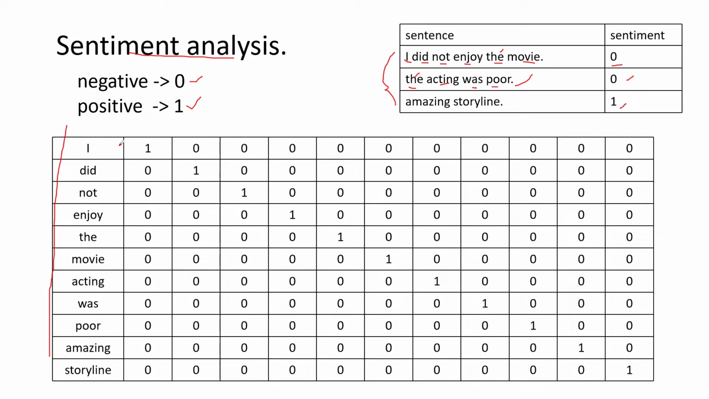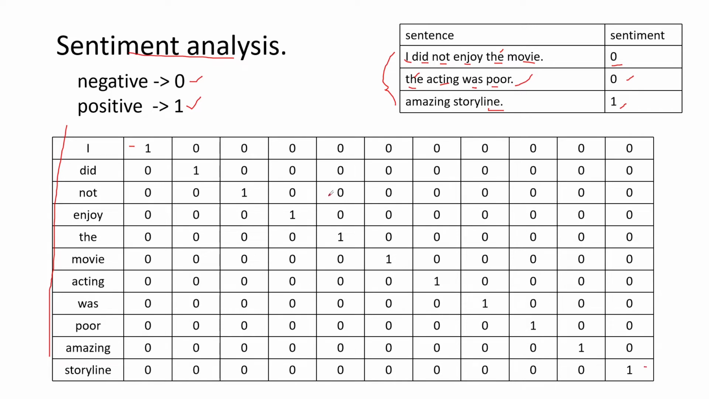So what I have done, I have taken the first word, that is I, and given it one at the zero position and everything else as zero. Did is the second word, so the second position is one and everything else zero. I hope you already know the concept of one hot encoding. If not, you can search on my channel. The last one, storyline, which came from over here, has zeros at all positions except the last.